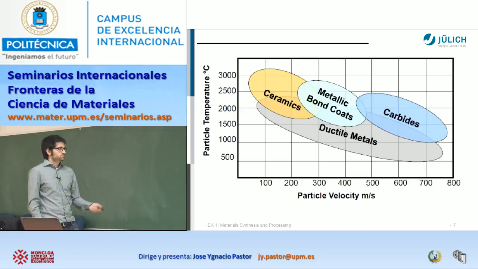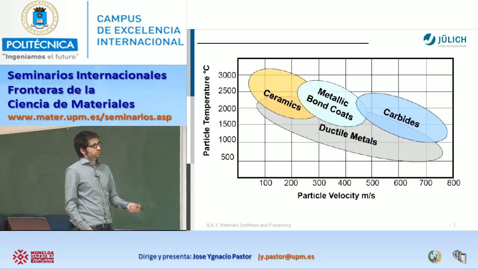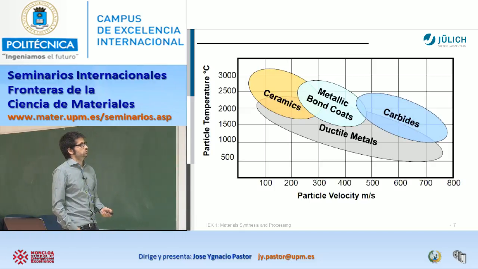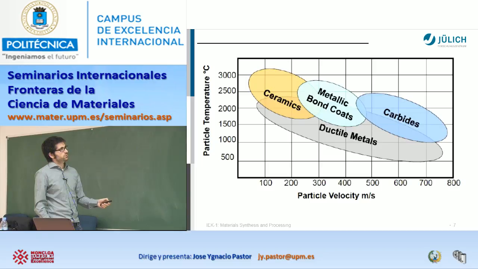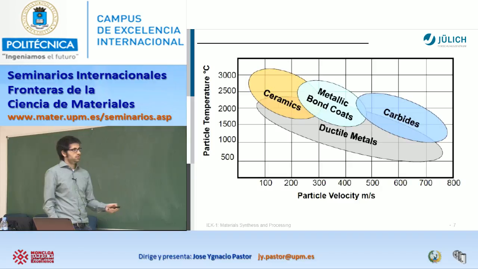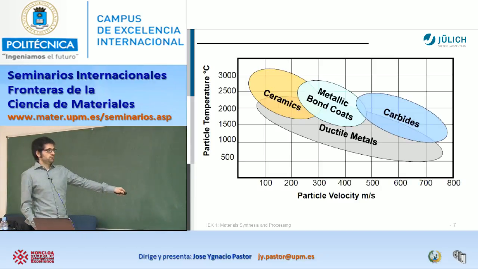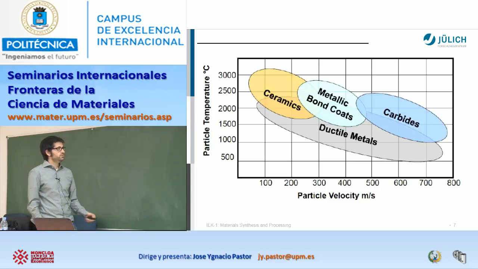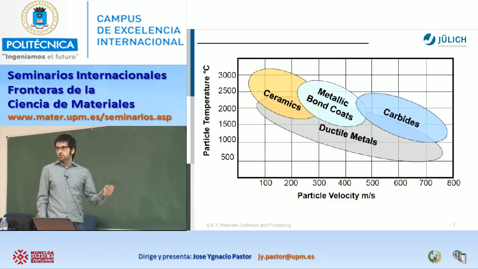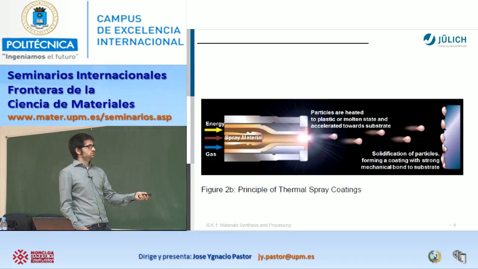Okay. Also, of course, it depends on which material you want to deposit. Obviously, ceramics require higher temperatures around that one. After that, the metallic bond coats, carbides are here, and metals, as usual, cover a really large part. Okay, and again, it is always important to know the particle velocity. It's not only the temperature; the velocity with which these particles move is totally critical, okay, to be really attached here.